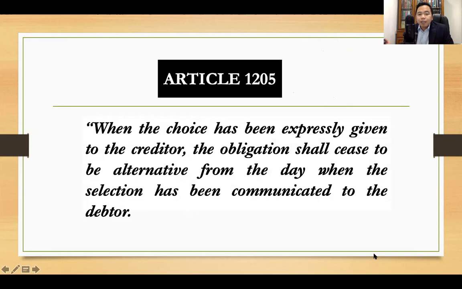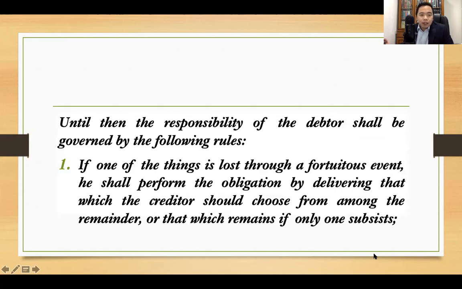When the choice has been expressly given to the creditor, the obligation shall cease to be alternative from the day when the selection has been communicated to the debtor. Until then, the responsibility of the debtor shall be governed by the following rules.